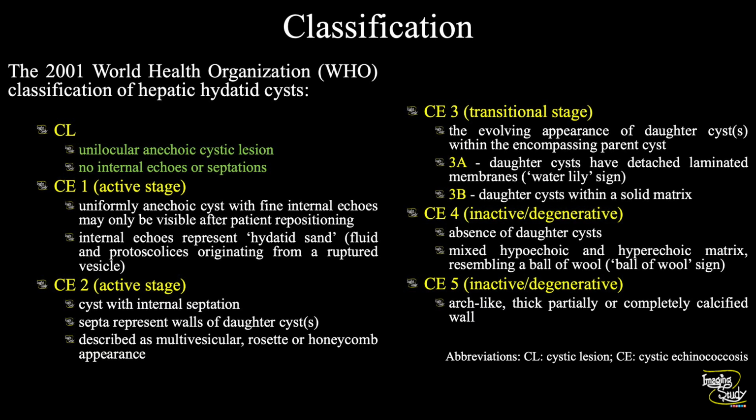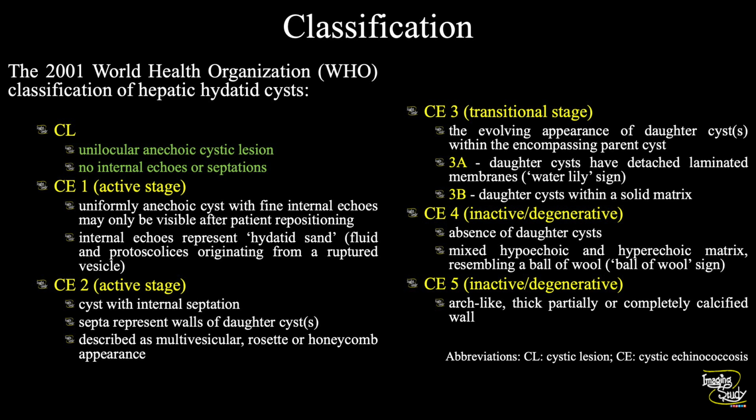Now let's jump into the WHO classification, which is popularly used for classifying the hydatid disease. We'll show you each and every class one by one. The CL is for the cystic lesion and CE for the cystic echinococcosis. Now first jump into the cystic lesion.